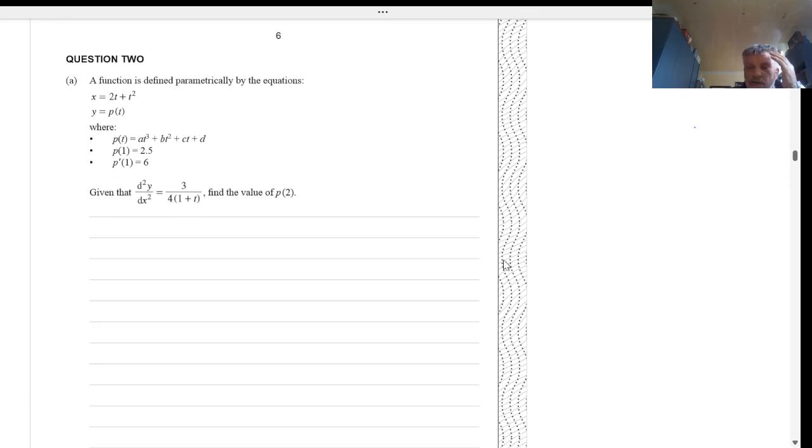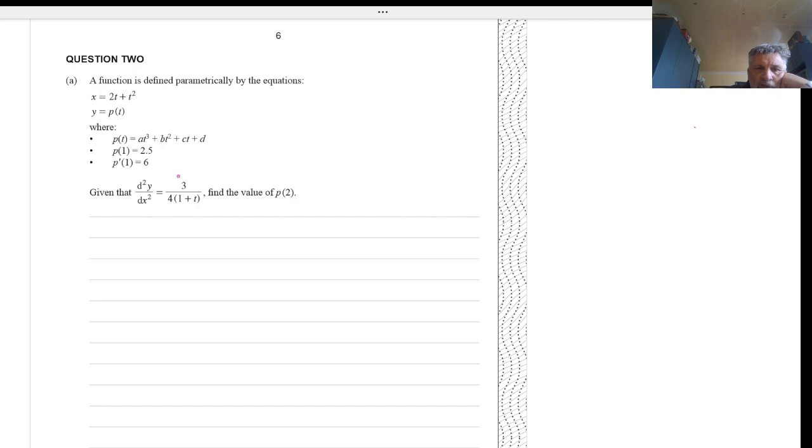Question 2 starts with a function defined parametrically, and it gives us some information about that. Tells us that the y value is p of t, and p of t is given by this cubic. Tells us what the y value is when t is 1. It tells us the derivative with respect to t evaluated at 1 is 6. Then it tells us the form of the second derivative, and we have to evaluate p of 2.